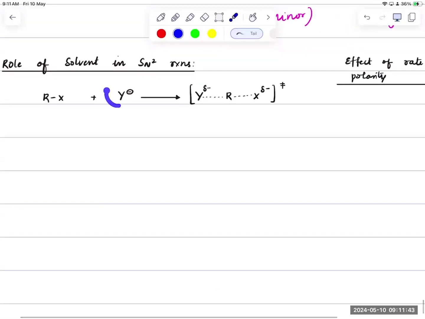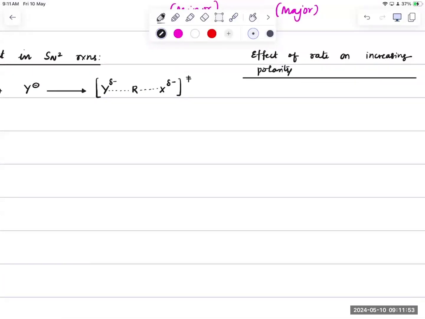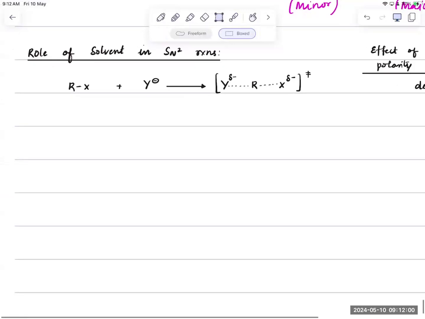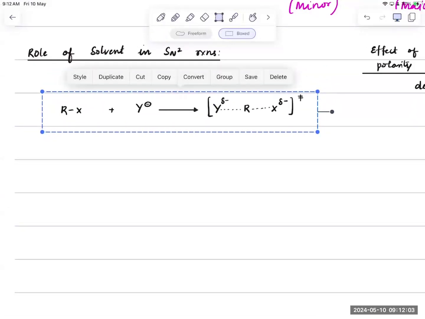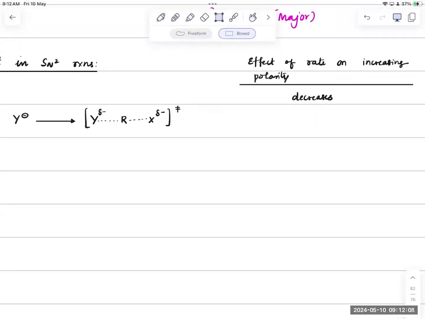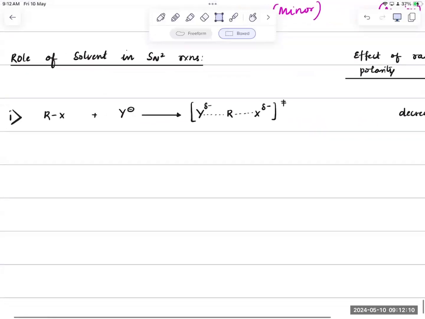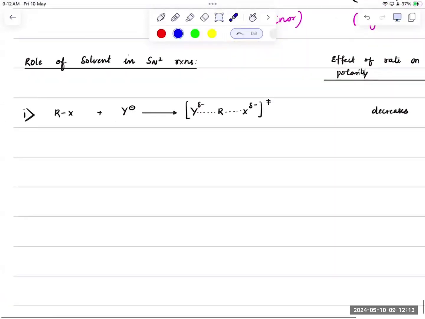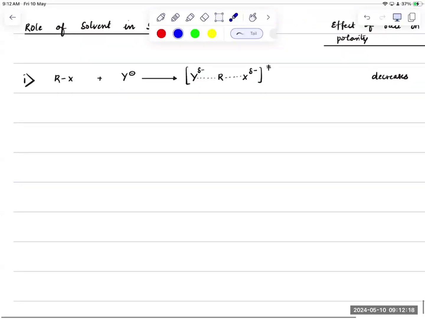Imagine you take water in this case. What will water do? Water will stop this Y minus from attacking here, isn't it? The nucleophilicity will decrease. Since the nucleophilicity will decrease, what would happen to the rate? The rate decreases. So in case number one, what you would notice is that the rate is decreasing. Why? Nucleophilic strength has been decreased by the increase of polarity.